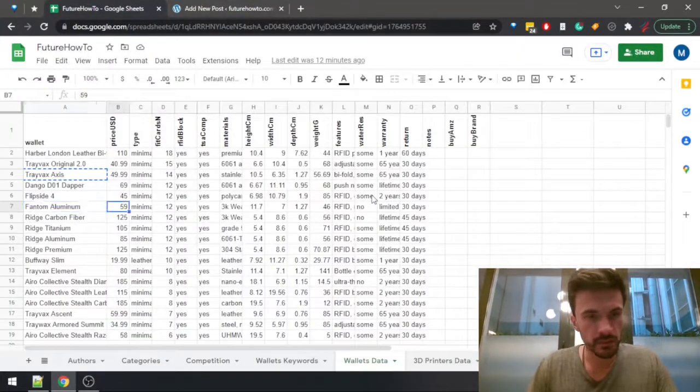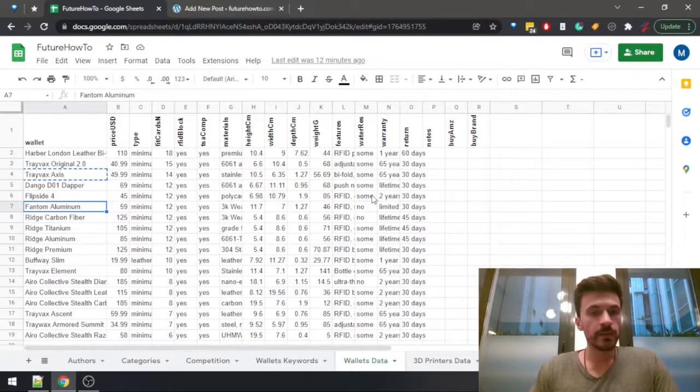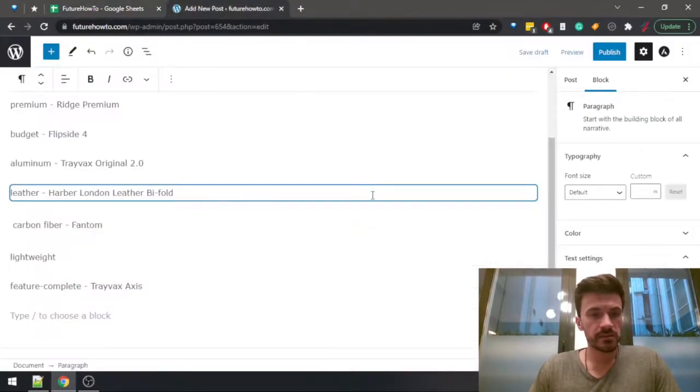Wait a minute. No, this doesn't make any sense. I guess I have a mistake here. This cannot be carbon fiber if the name of the product is phantom aluminum. So let's just do the Ridge carbon fiber here.